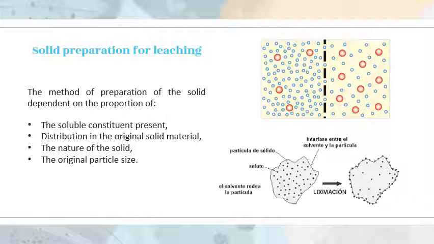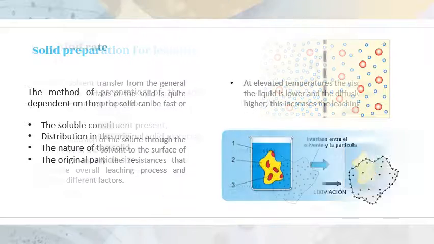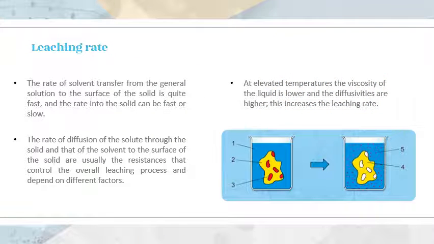When the solute is adsorbed on the surface of solid particles or simply dissolved in an adherent solution, grinding or milling is not necessary and the particles can be washed directly. The rate of solvent transfer from the overall solution to the surface of the solid is quite fast, and the rate into the solid can be fast or slow, but in many cases, these are not the stages that limit the rate of the total leaching process.